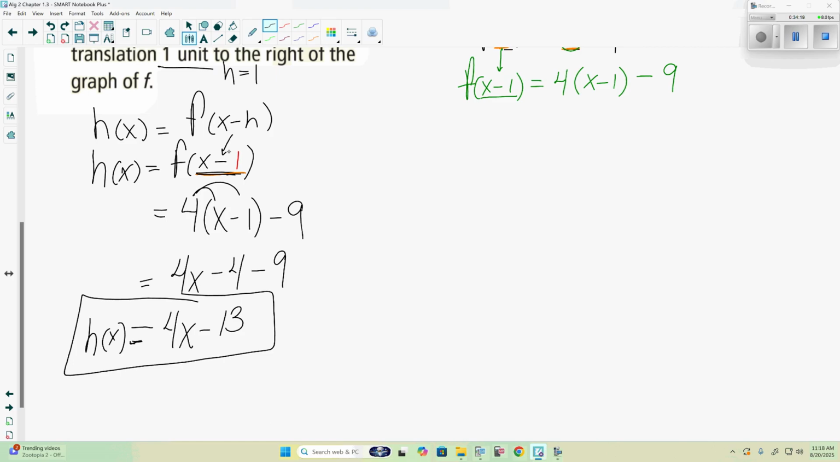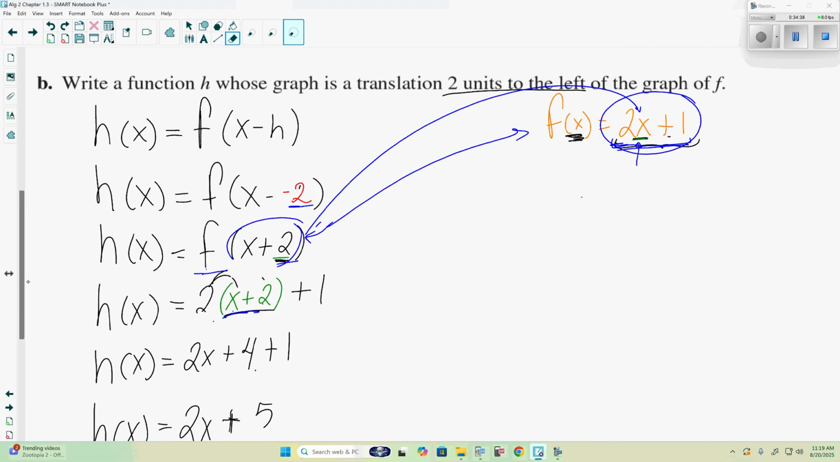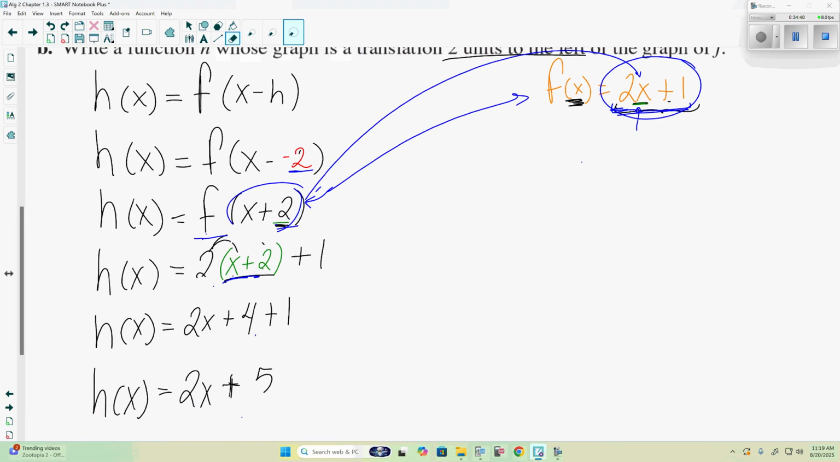The negative or the minus inside is not based off the left or right. That's just the general form, x minus h. And we plug h in, the left or right movement. So if it's right 1, h, in our case, is positive 1. In the last one, we moved it 2 units to the left. So here, h value is negative 2 because it's left 2. But when we plug it in for left 2, we have x minus negative 2, which is positive 2.